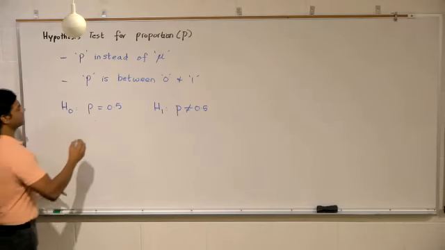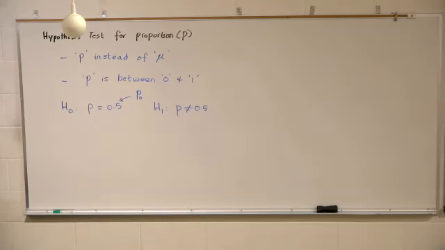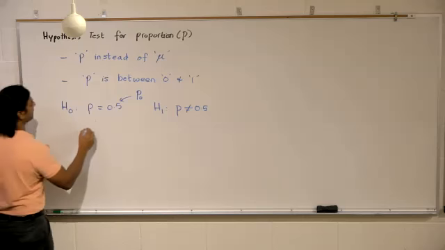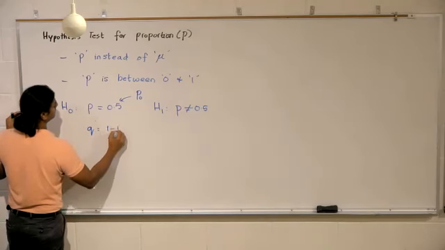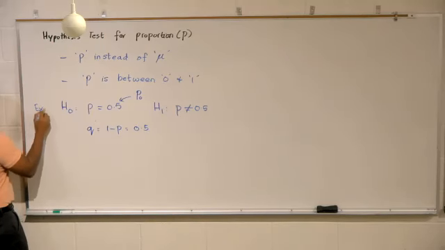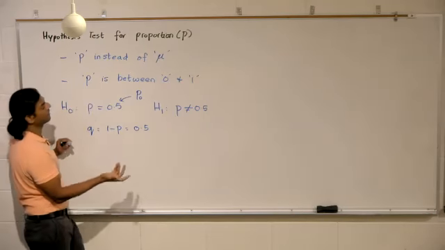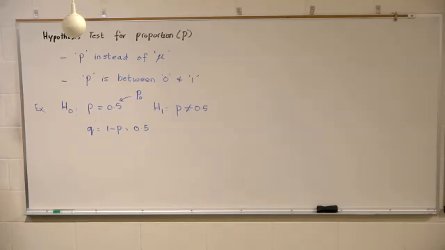But the claimed value is P naught. If P is 0.5, what is Q? 0.5. Q is 1 minus P. In that example, it is still 0.5. So, step one, the definition is the same. The difference being, instead of using mu, we use p.